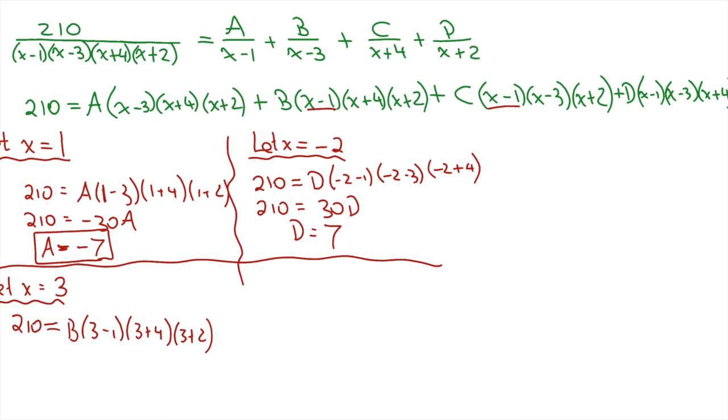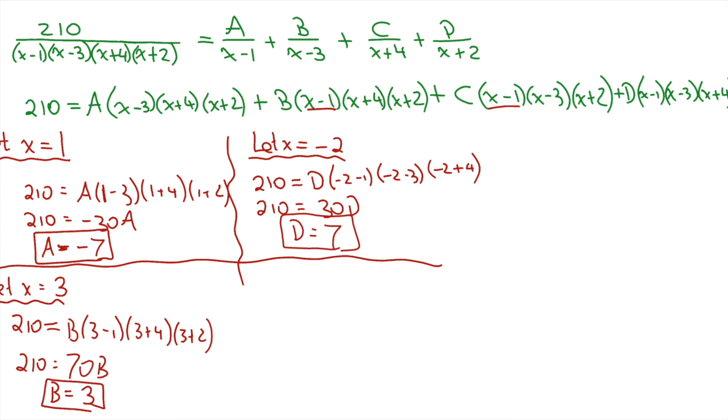Oops, I forgot to box mine. D equals 7. There we go. So this is 2 times 7, 14, times 5, 70. So 210 is equal to 70b. Therefore b is equal to 3.